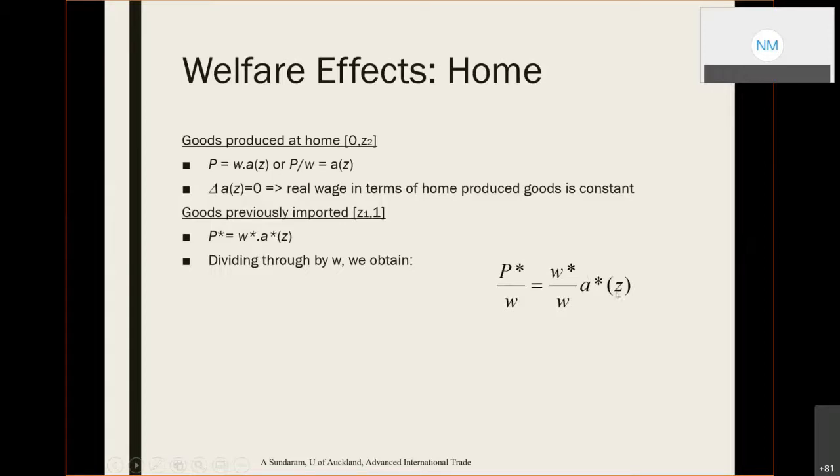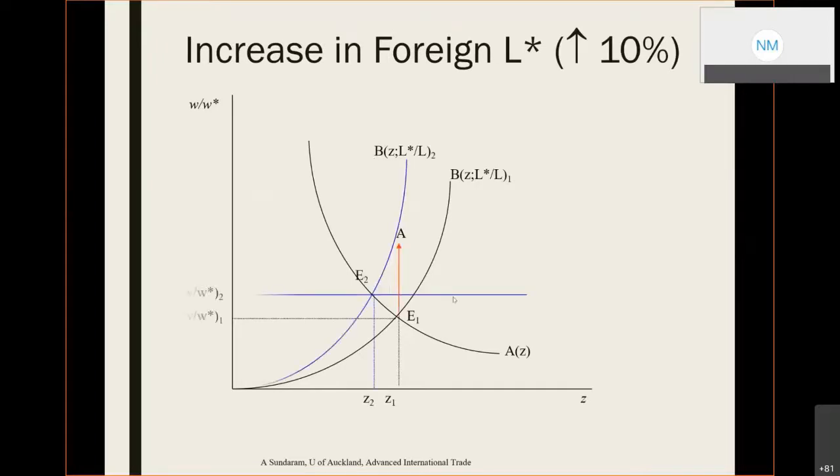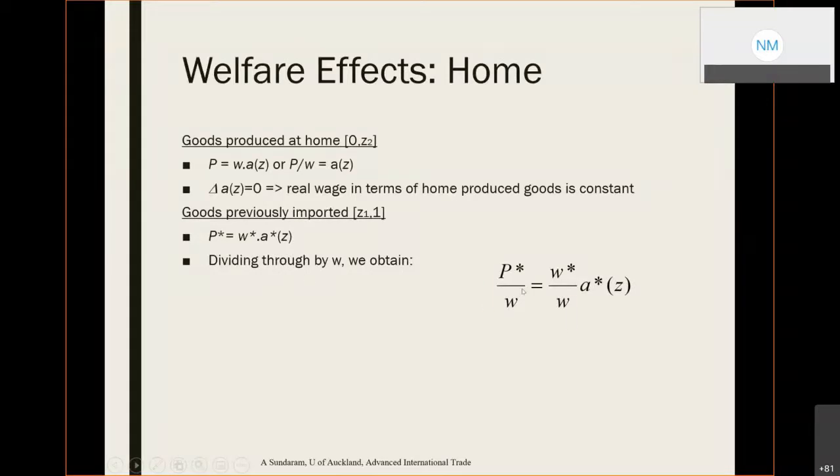Now, let's look at what has changed. A star has not changed. That's technology. That is still where we are. It's the same as before. What happened to W star over W? Let's go back to the graph, right? Because of the shift of the curve, W over W star has actually gone up in the new equilibrium. So because W star over W has gone up, sorry, W over W star has gone up, W star over W went down, and that means P star over W went down.